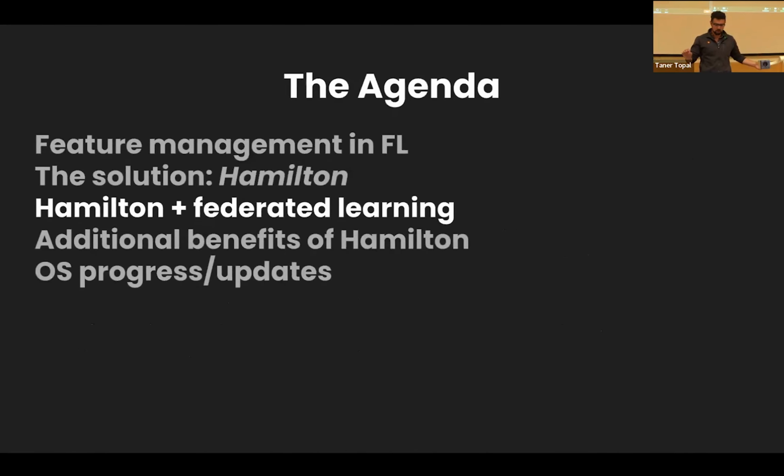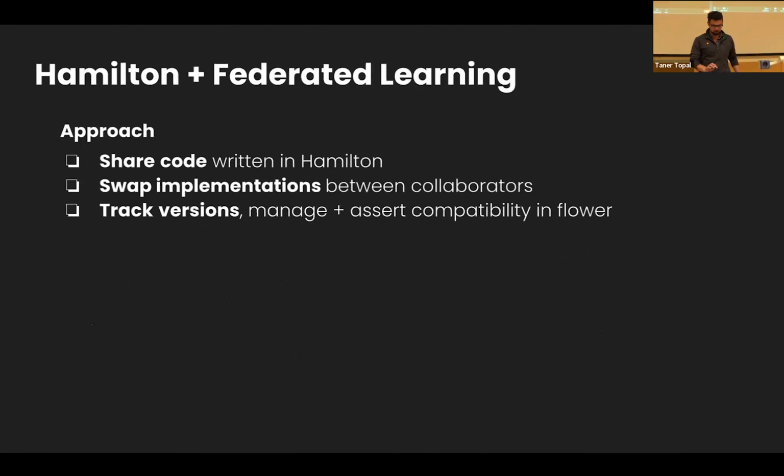So how does this work together with federated learning? The approach is pretty simple. You use Hamilton to share code. Given that everything's written in the standard way, it's a really clean way to share between different implementations of feature engineering.